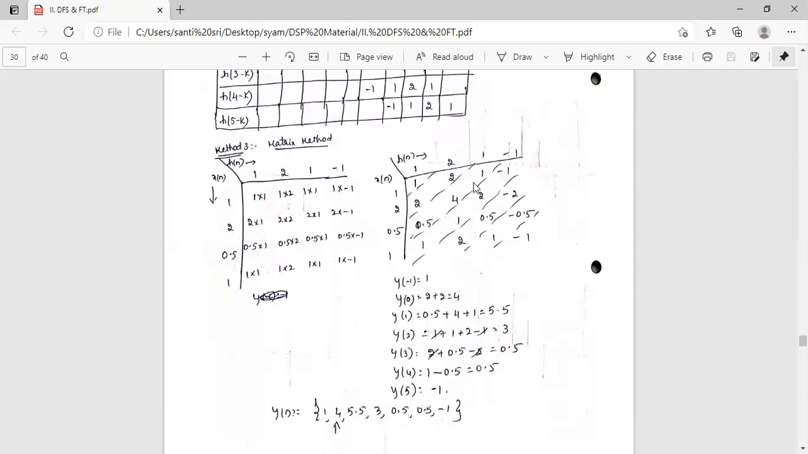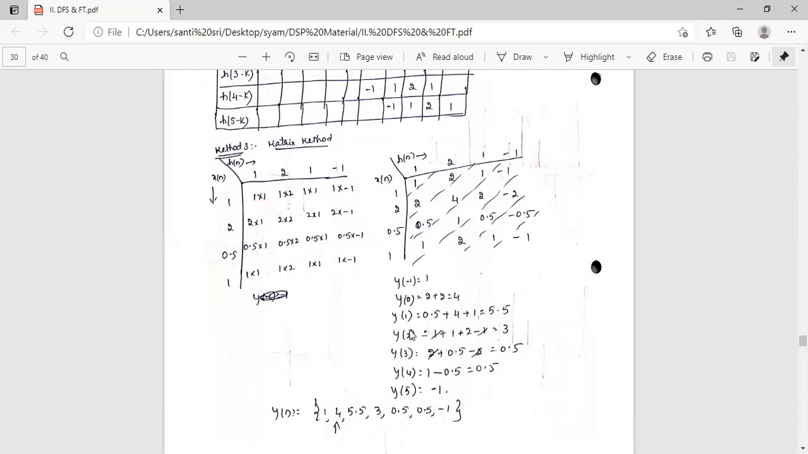And by adding these three values, we will get 0.5 plus 4 plus 1, 5.5. This is y of 1 value. And by adding these four values, we will get the y of 2 value: 1 plus 1 plus 2 plus minus 1, that is 4 minus 1, 3. Next, by adding these three values, 2 plus 0.5 plus minus 2, that is 0.5. That is y of 3 value. By adding these two values, 1 minus 0.5, that is 0.5. That is y of 4 value. And this minus 1 is nothing but y of 5 value.